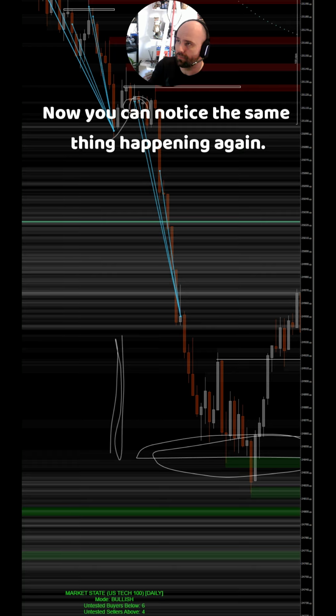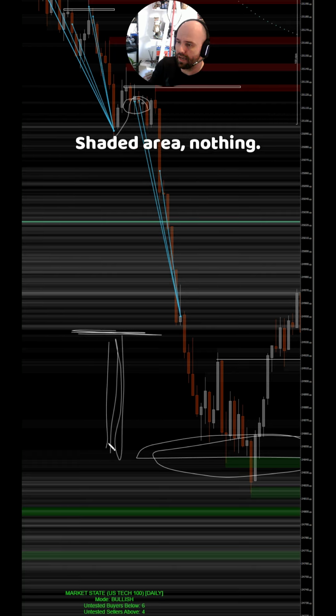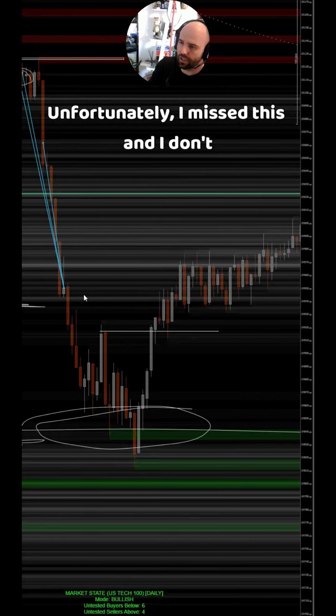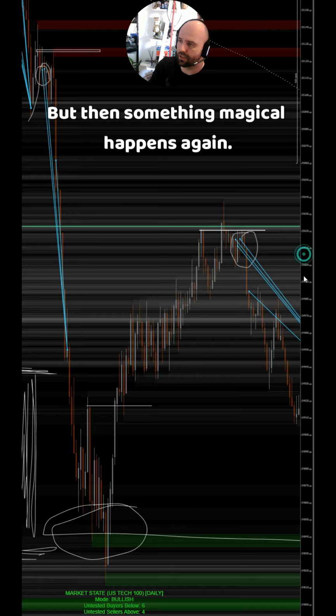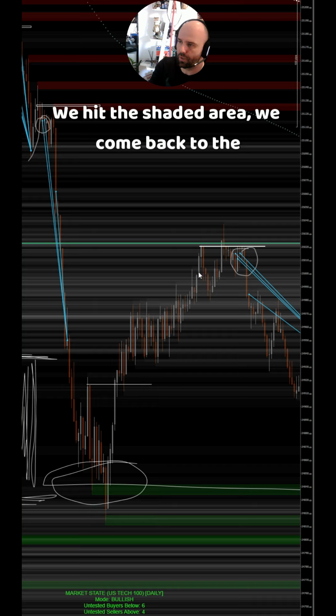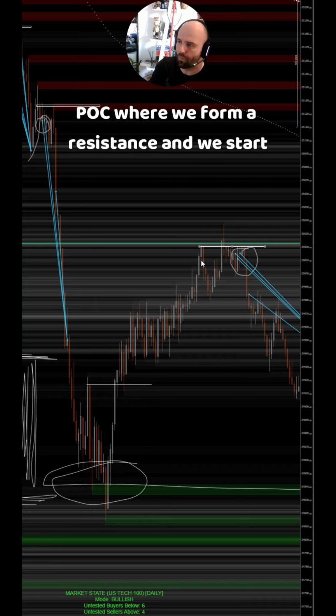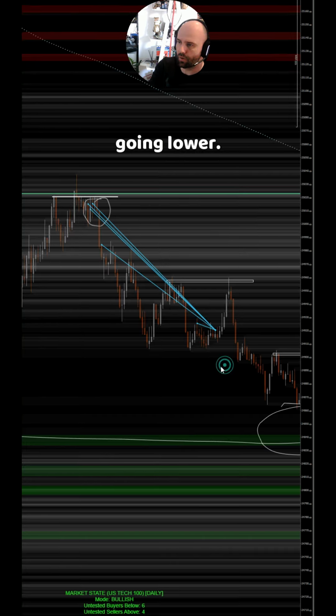Now you can notice the same thing happening again. Shaded area, nothing, shaded area. Unfortunately, I missed this, and I don't ride my winners towards the downside. But then something magical happens again. We hit the shaded area, we come back to the POC where we form a resistance, and we start going lower. I couldn't trade more.